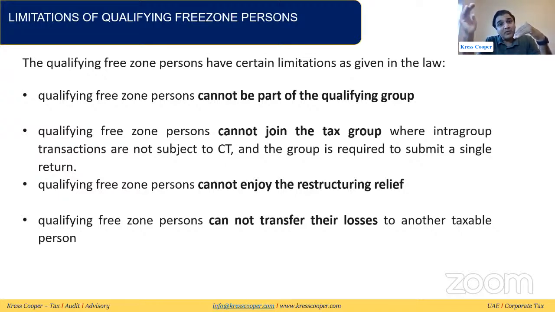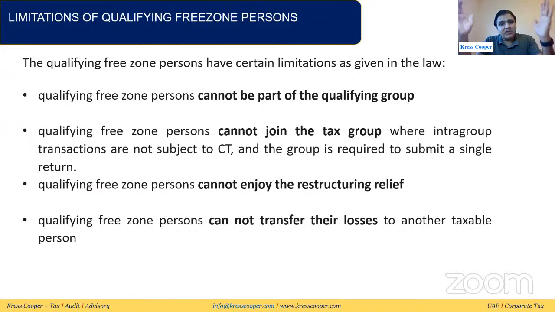All the persons must be juridical persons, and the person should not be a qualifying person. The person should not be an exempt person. So it means a qualifying free zone person cannot be part of the tax group. And we know that for the tax group, intra-group transactions will not be subject to corporate tax, and the group will be liable to submit only a single return. But the qualifying free zone person cannot be part of this. And the third thing is, a qualifying free zone person cannot enjoy the restructuring relief.